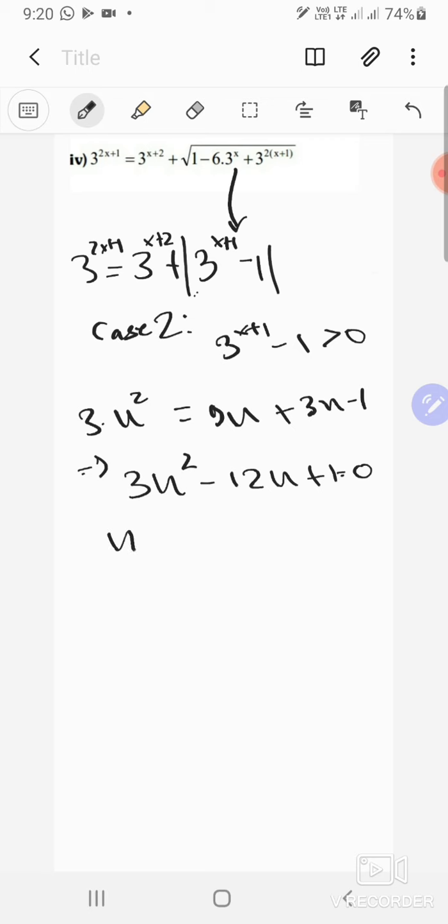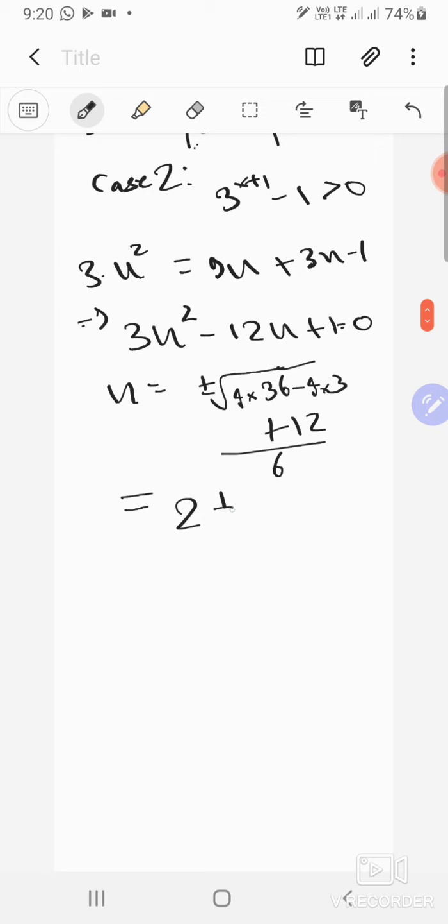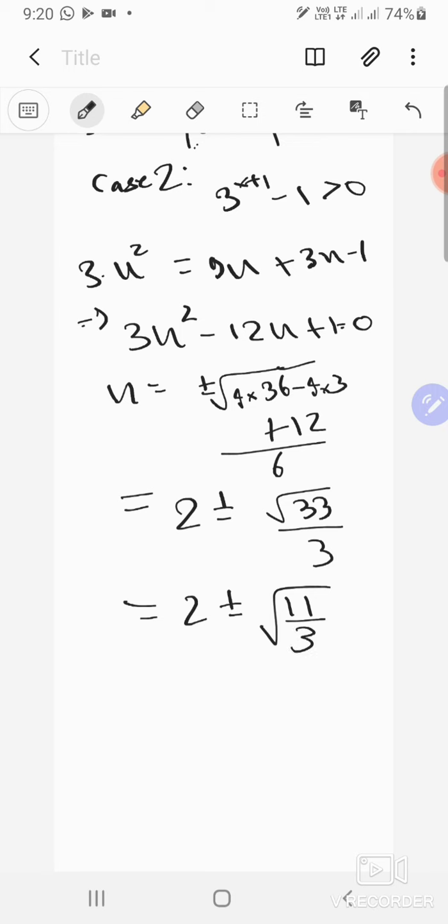So let's solve for u. u equals plus or minus the square root of this thing squared, so it's going to be 4 into 36 minus 4 into 3, plus 12 upon 6, which is 2 plus minus the square root of 36 minus 3, that's 33, divided by 3. That should work, which is 2 plus minus square root of 11 by 3.